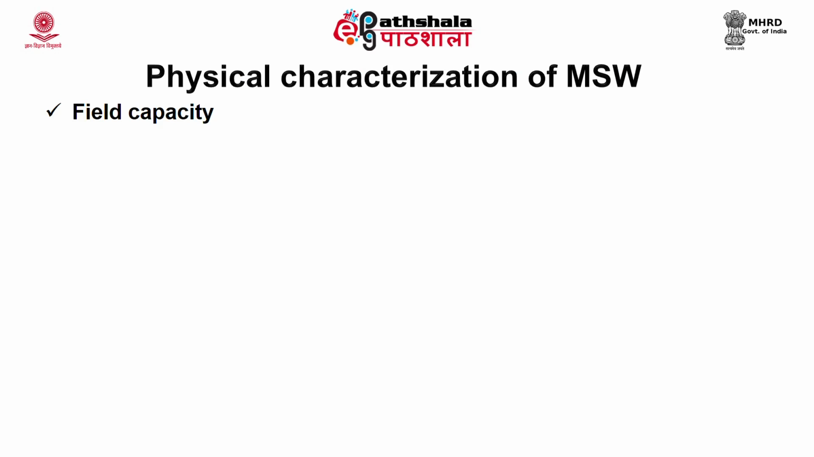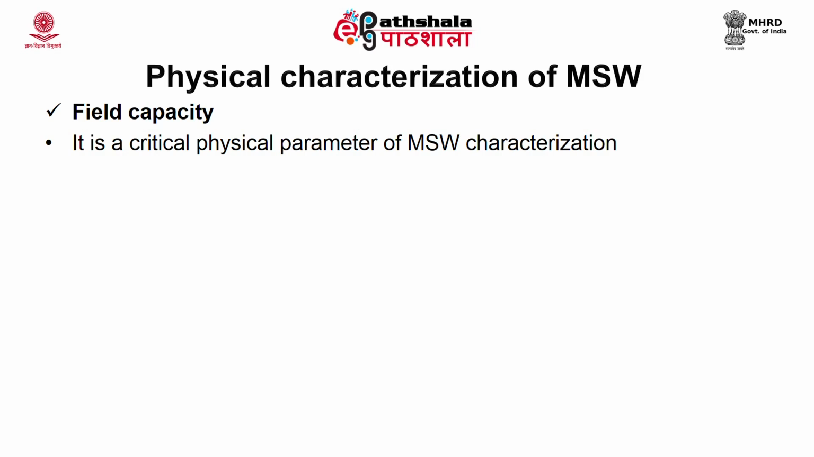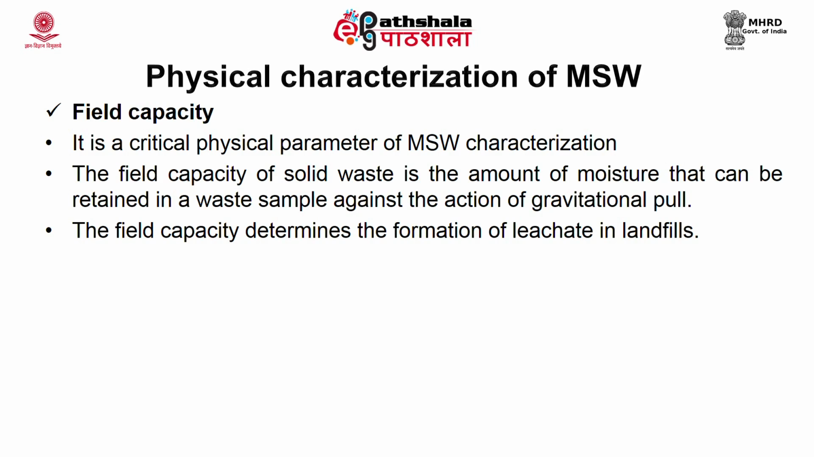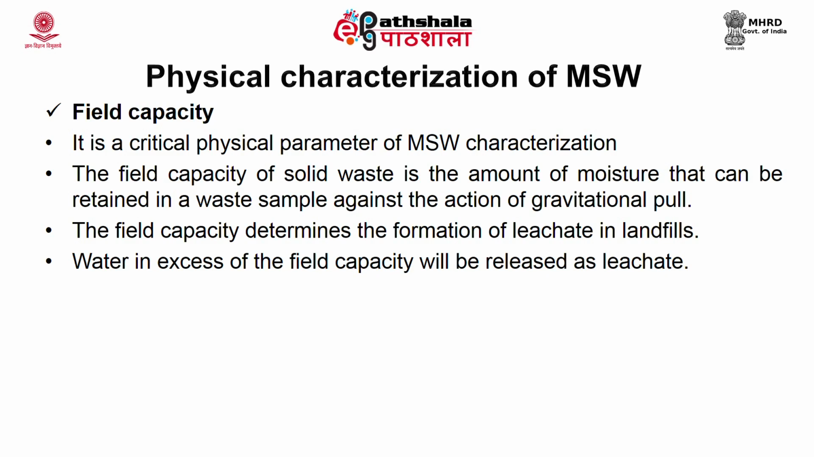Next characteristic is field capacity. Field capacity is a critical physical parameter in the municipal solid waste characterization. It is defined as the amount of moisture that can be retained in a waste against the action of gravitational pull. The field capacity will determine the formation of leachate in a landfill. Water in excess of field capacity will always be released, or it will ooze out from the material in the form of leachate.